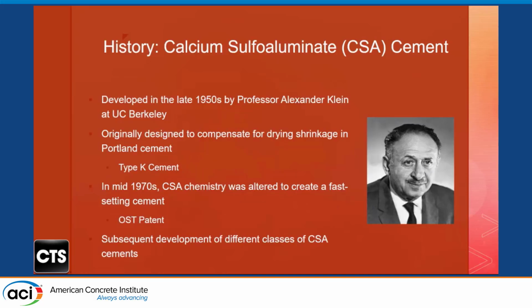So let's start with a little bit of history. It was Professor Alexander Klein from UC Berkeley who in 1950 discovered this compound, CSA. It was originally intended, as somewhat described before, for shrinkage compensation, to balance the shrinkage at the beginning of the Portland cement and get some dimensional stability. Later, in 1970, he partnered with Ed Rice, who became the founder of CTS, to develop CSA formulations for rapid hardening cement. Subsequently they started doing a lot of other modifications, and as we have heard today, there are multiple variations of CSA cements.